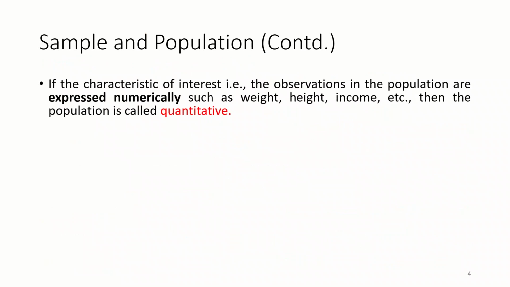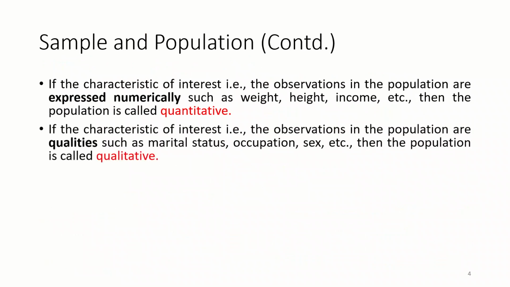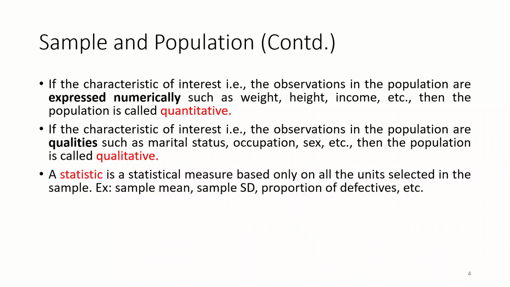So if the characteristic of interest, that is observation in the population, are expressed numerically, such as weight, height, income, etc., then the population is called quantitative. Quite simple, yeah. And if the characteristic is of qualitative nature, qualities such as marital status, occupation, sex, etc., then the population is called qualitative. So, out of these qualities, then statistics comes.